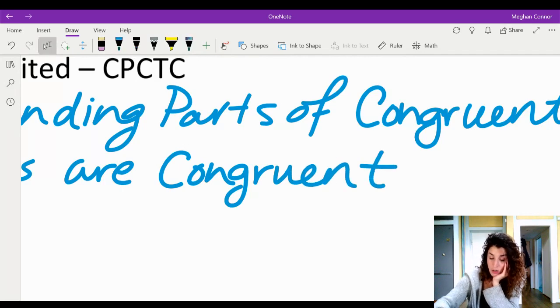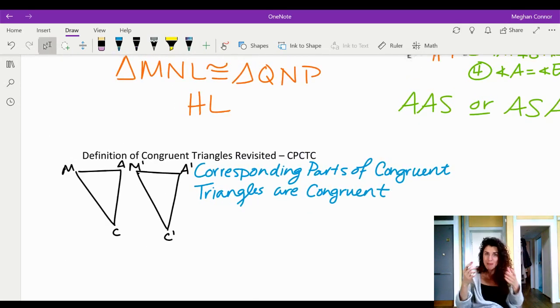All this means is corresponding parts, right? So parts that match up, their corresponding side lengths or their corresponding angles. So corresponding parts of triangles that are congruent. Once you've proven that triangles are congruent, then you can say that their corresponding parts are also congruent. It's just the definition of what it means for a triangle to be congruent, but we don't write definition of congruent. We write corresponding parts of congruent triangles are congruent, or CPCTC.